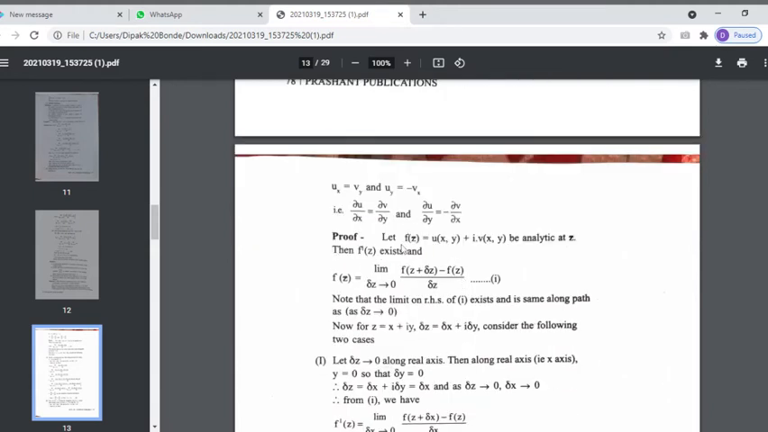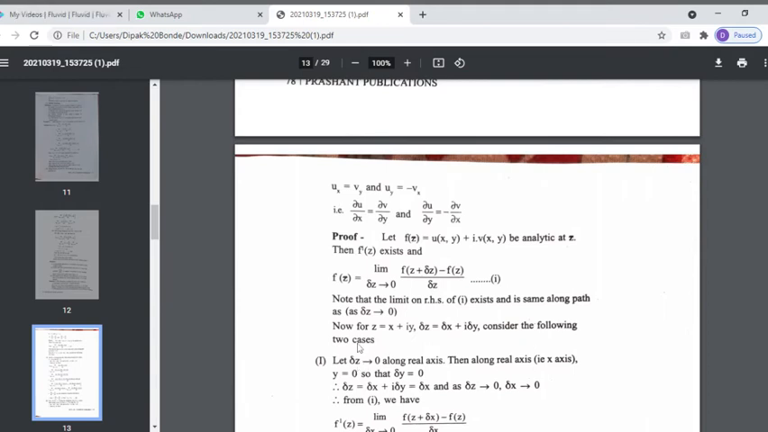So for the proof, we have to consider f'(z). f'(z) is equal to the limit as delta z tends to 0 of [f(z + delta z) - f(z)] / delta z, which gives this equation number 1. Now the RHS of equation 1 exists and is the same along any path as delta z tends to 0. So for now, z = x + iy and delta z = delta x + i delta y. Consider the following two cases.